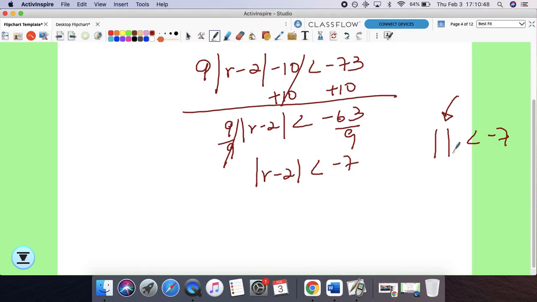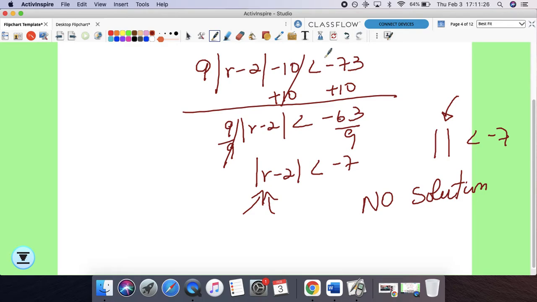Somebody give me a number that you can take the absolute value of, and it's going to be less than negative 7. It's not going to happen. The absolute value of every single number will always be greater than negative 7. So there's no value here. There's nothing I can put in here. You can plug in a value for r, any number, and you take the absolute value after you subtract 2. It will never be less than negative 7. So this one, there's no solution.